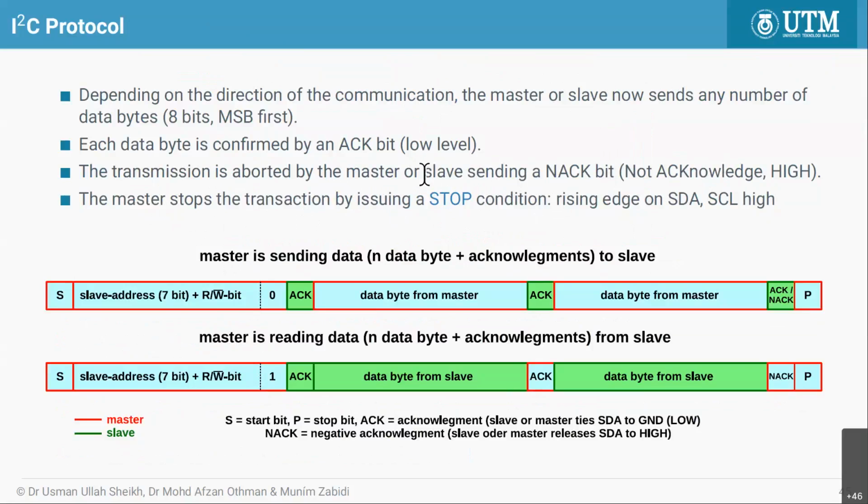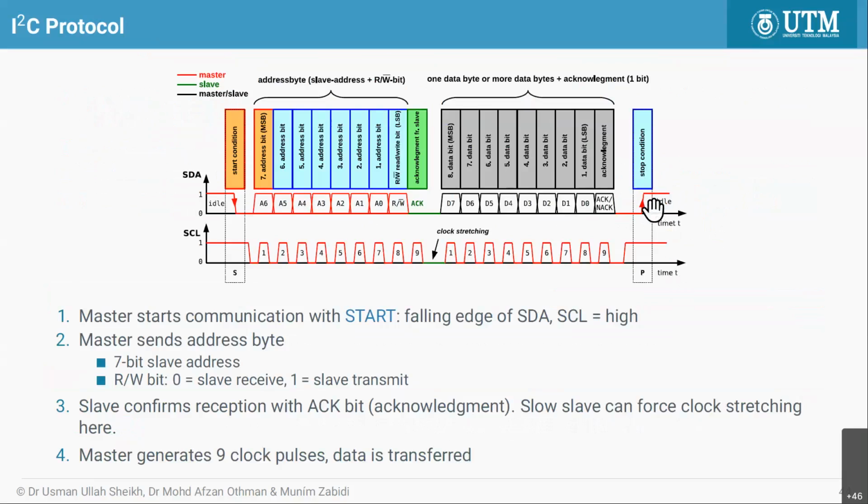I want to abort the transmission, but for proper transmission, the master stops it by using the stop condition, which is the rising edge on the SDA with the SCL high. So there is a stop condition here. It's a rising edge here on the SDA signal, and during that time, the clock is high.